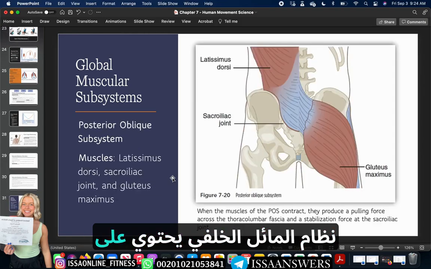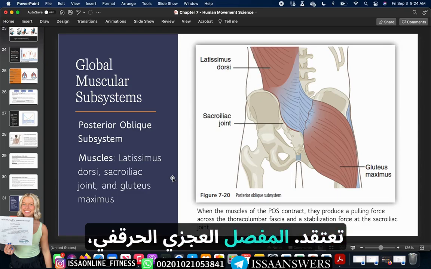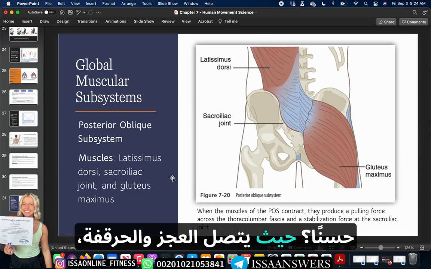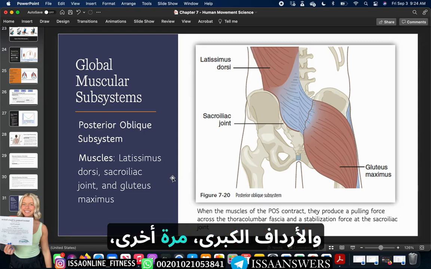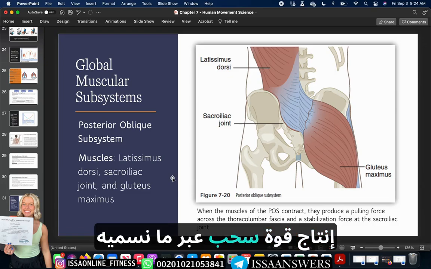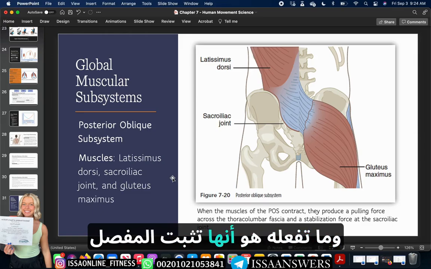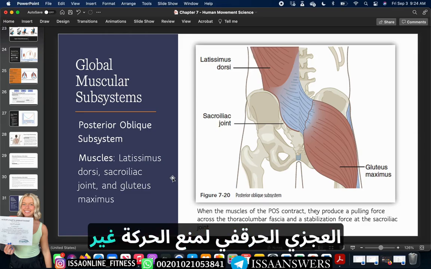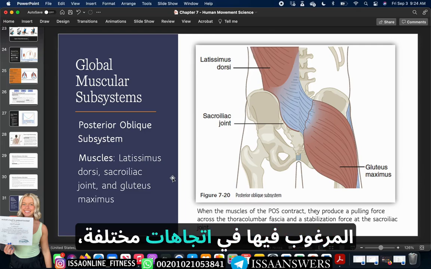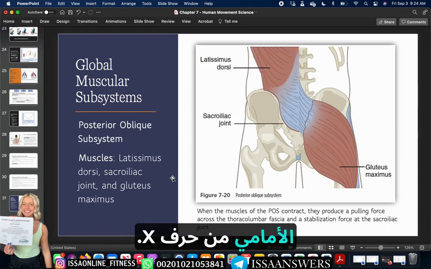Posterior oblique subsystem contains the lats. Now, the lats come down a lot farther than you think. The sacroiliac joint, where your sacrum and your ilium, the ears, connect, and your gluteus maximus. Again, what's their job? Produce a pulling force across what we call your thoracolumbar fascia, and what it does is it stabilizes the sacroiliac joint to prevent unwanted movement in different directions. So you can see it's almost like creating that front part of an X.